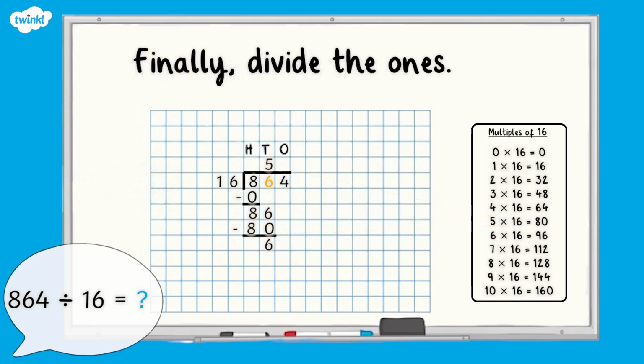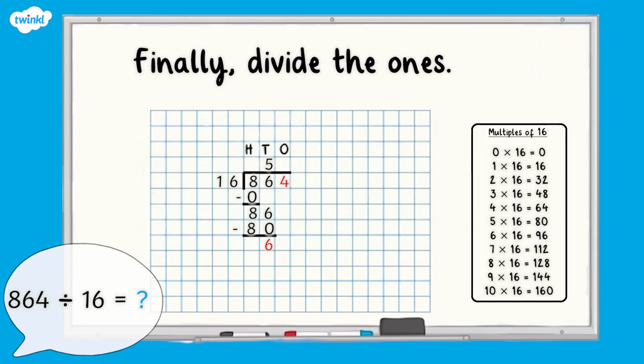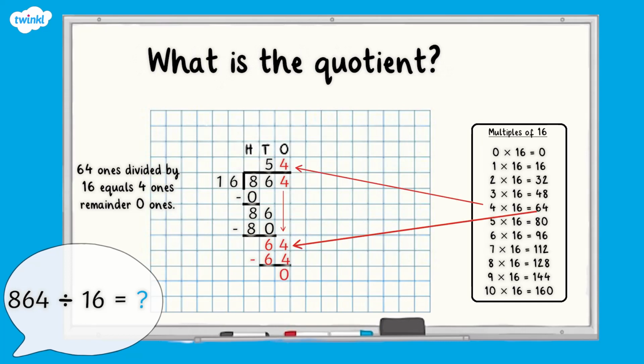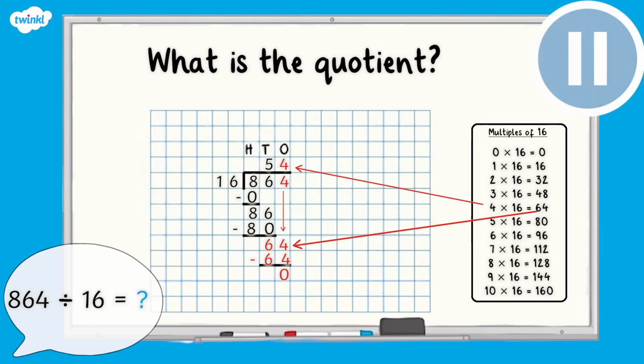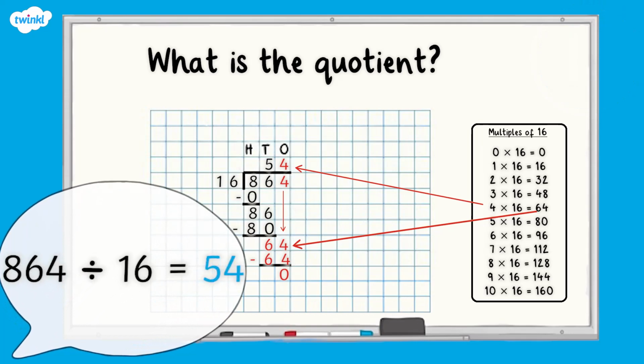And finally, divide the ones. Pause here to complete this step. 64 ones divided by 16 equals 4 ones, remainder 0 ones. What is our answer, or quotient, when 864 is divided by 16? 864 divided by 16 equals 54.